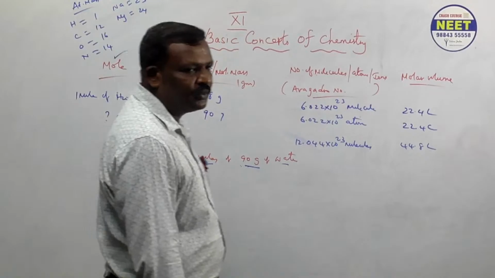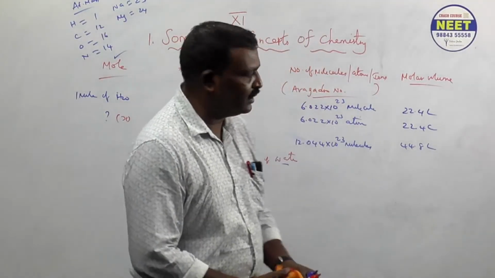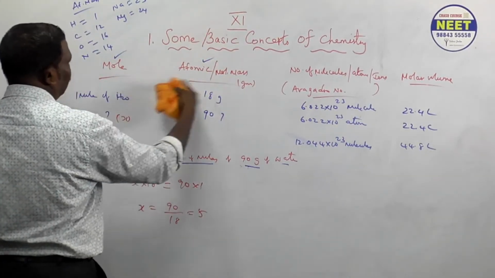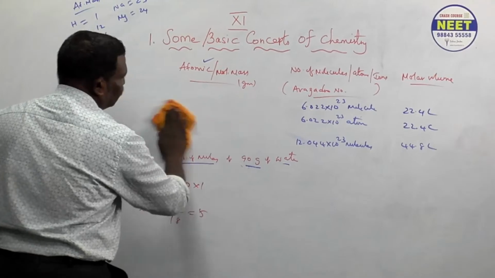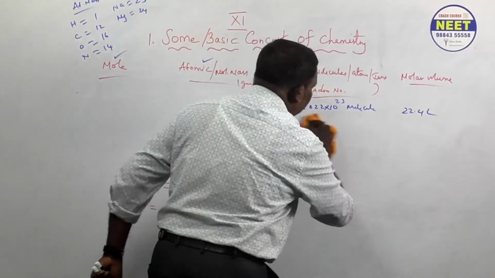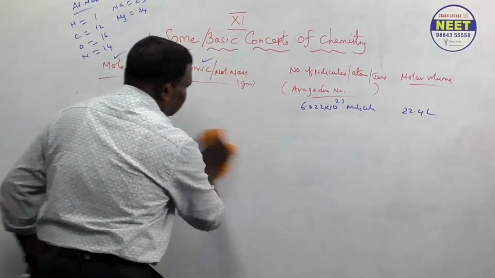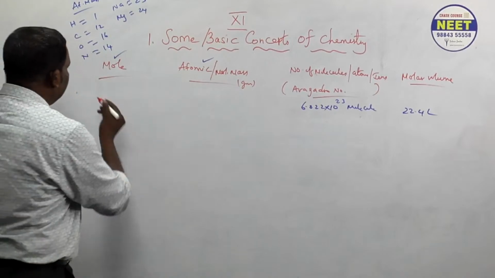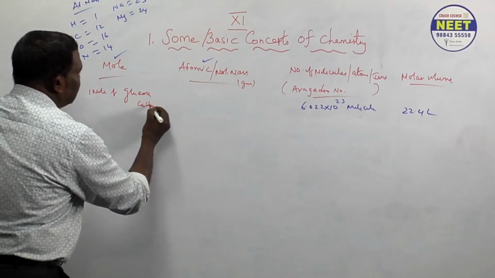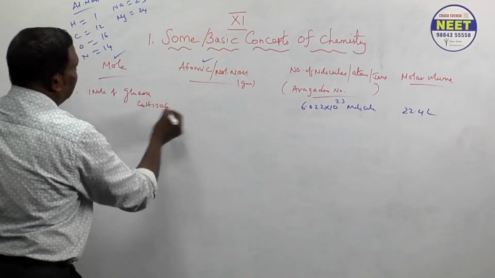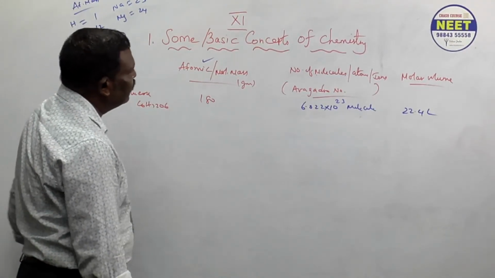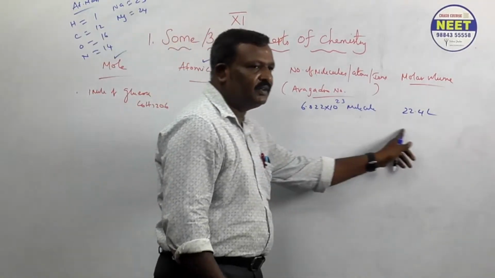What is the formula for glucose? C6H12O6. Whatever is there, you first find out for 1 mole. If you know 1 mole, you can find the other one. So what compound is given? 1 mole of glucose. You know the formula C6H12O6. If you add everything, we get 180. These are all just memorize, 180.